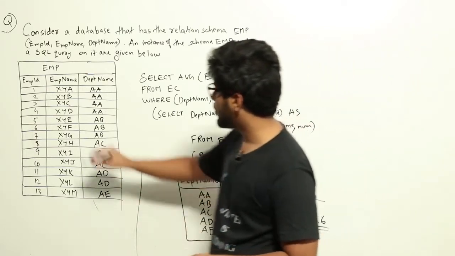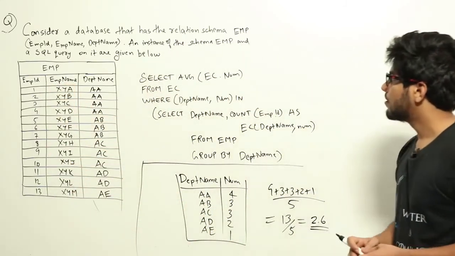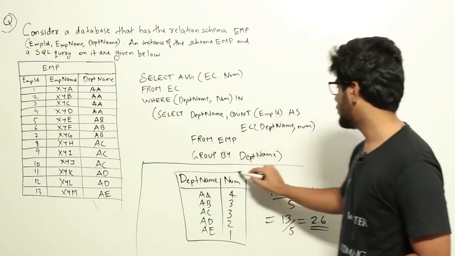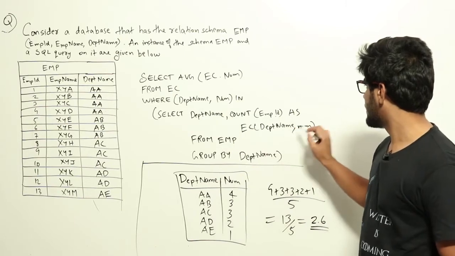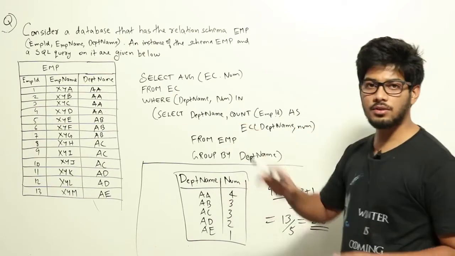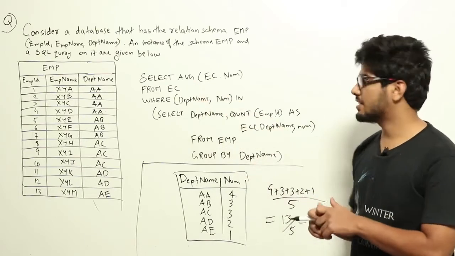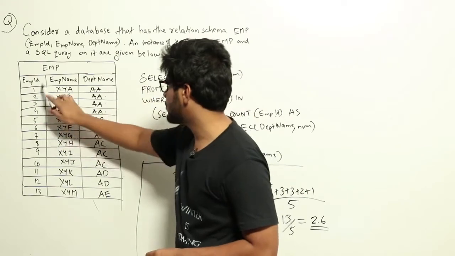If you see, all the employee IDs are distinct, so each one will add one to the count. So we can try to find out what the output would be. The output would have a schema like this: department name and then num. Num will be the count of employee IDs, that is the number of distinct employee IDs associated with each department name. So for AA, there are 4, that is 1 2 3 4.